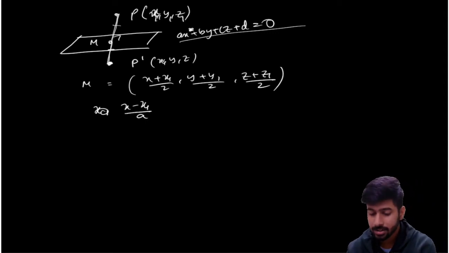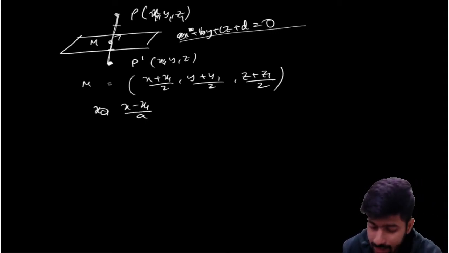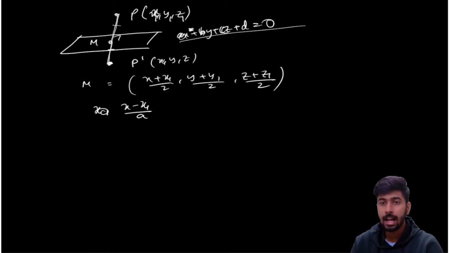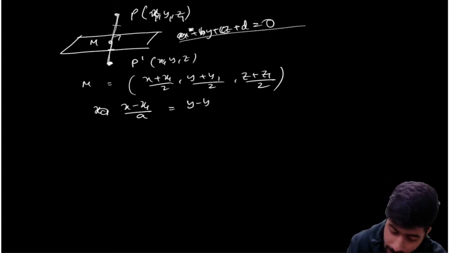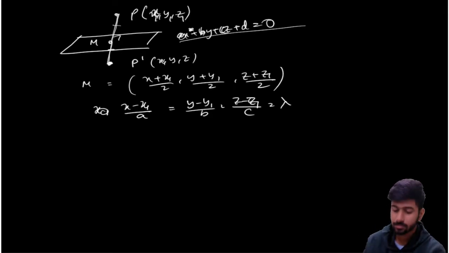Because a, b, c are the DRs of the perpendicular of the plane, and this line is also perpendicular to the plane, so both of them will have the same DRs, right? So I can just write (x minus x1) by a is equal to (y minus y1) by b is equal to (z minus z1) by c is equal to lambda.